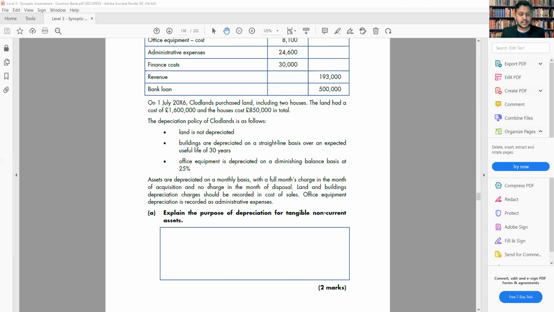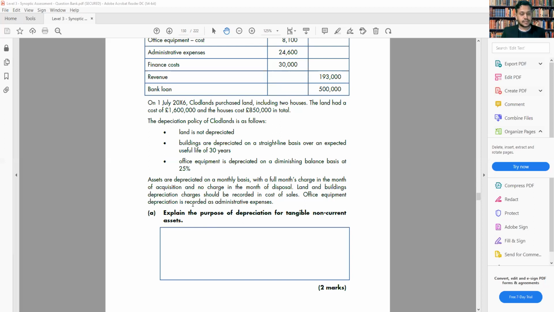Assets are depreciated on a monthly basis with a full month charge in the month of the acquisition, no charge in the month of disposal. So that means you have to calculate the depreciation month by month. So if I use it for 6 months, the depreciation will be for 6 months. If I use it for 1 year, depreciation will be for 1 year.